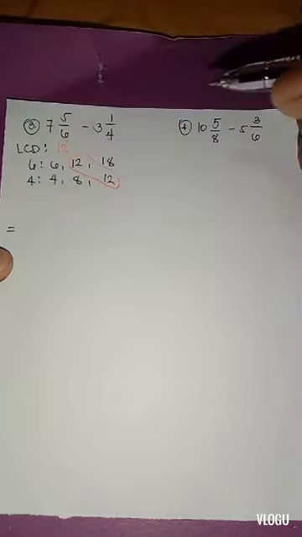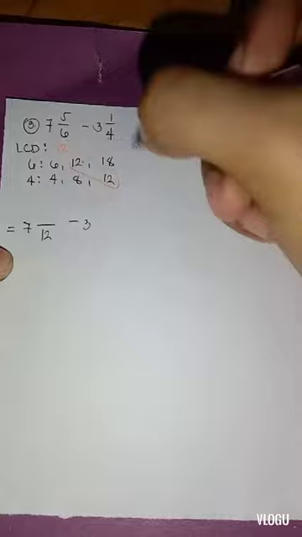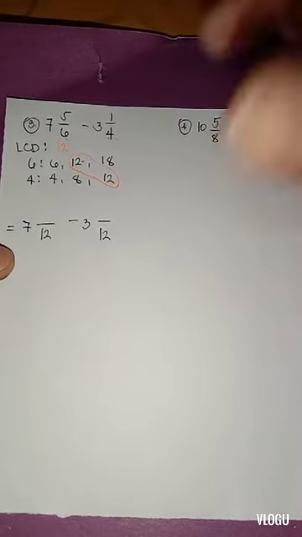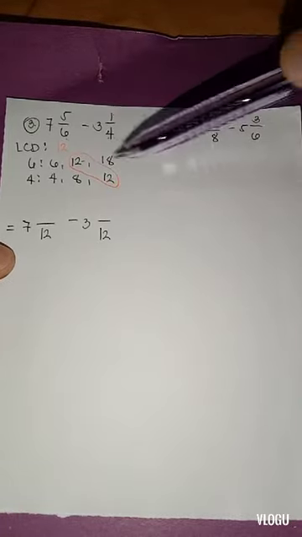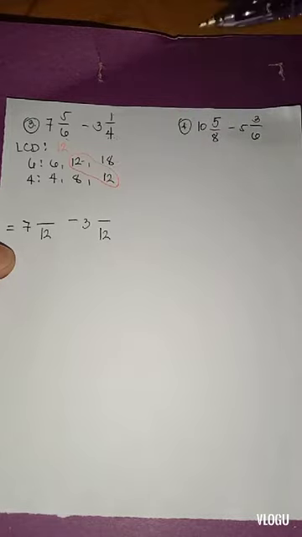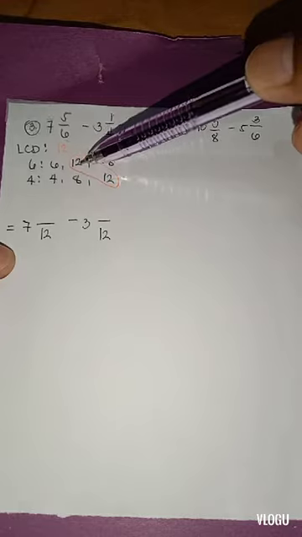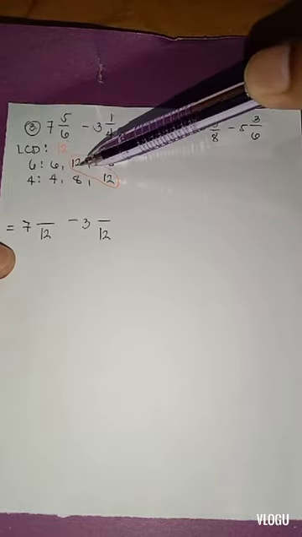So automatically, copy the whole number. So we have 7. And then we have a denominator of 12. Minus. So we just open the whole number and then our denominator of 12. Now, the second step is multiply the numerator by the factors or multiples that we got. So for 5, we have here 1 and 2. So for 5, 5 times 2, we have 10.